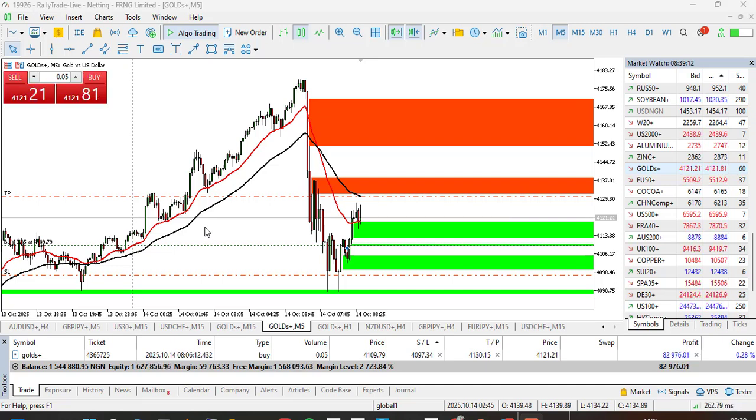So this is me using it on the instrument gold, as you can see right here. Very powerful software. This software is working very well. It has a very high win rate. That means you can trust the signal very well. Okay, so let me show you how you can use it.